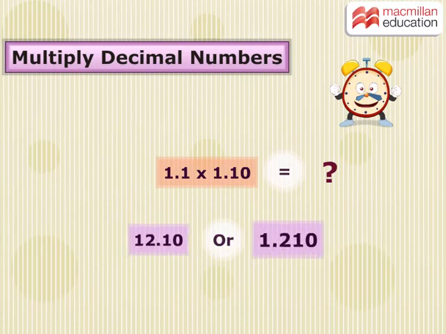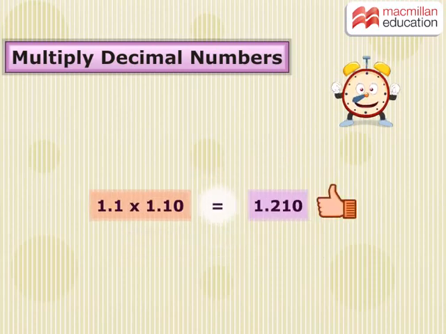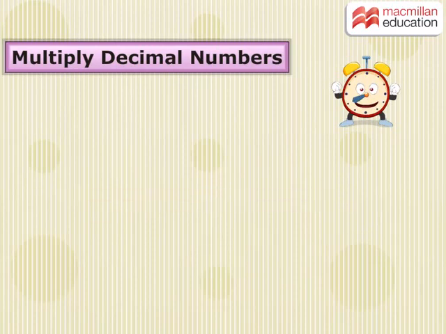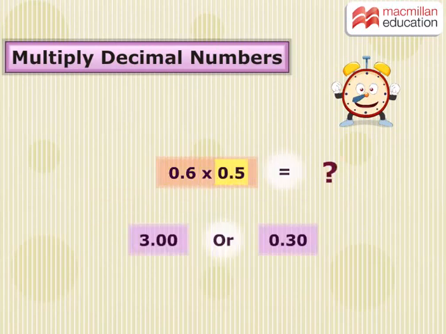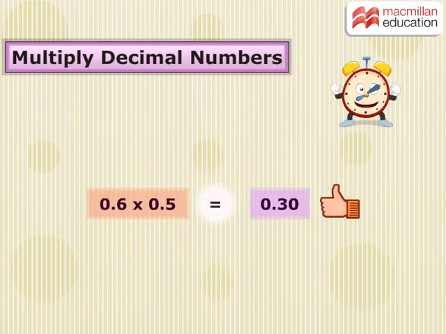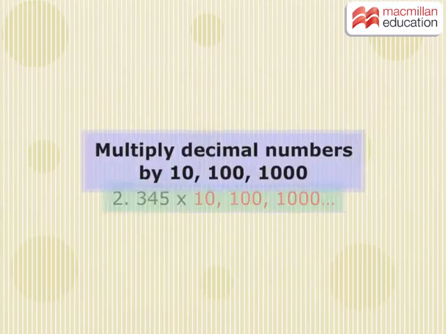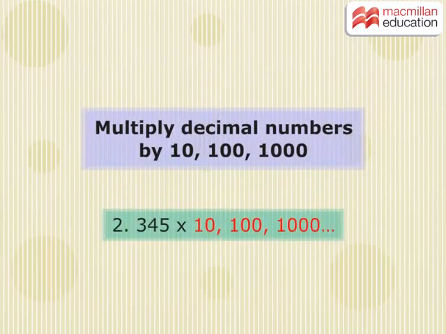What is 1.1 into 1.10 equal to? 12.10 or 1.210? 1.210. Well done. 0.6 into 0.5. 3.00 or 0.30? Yes, that's right.